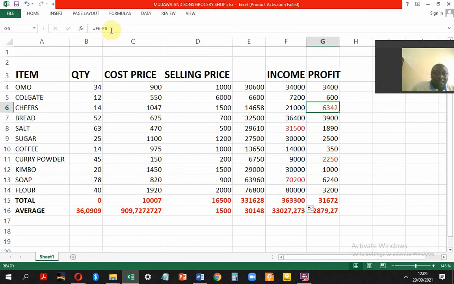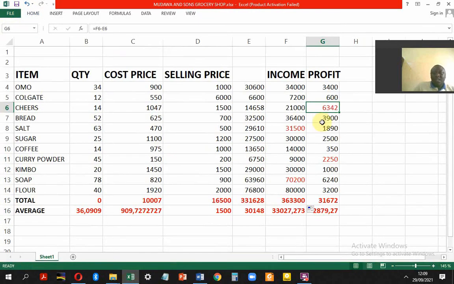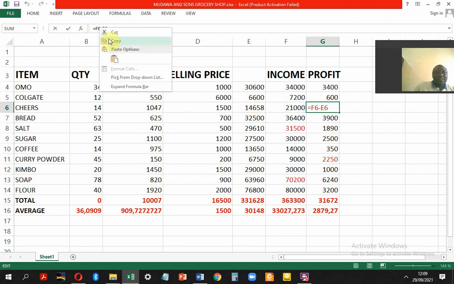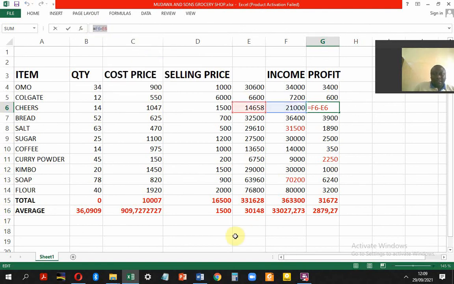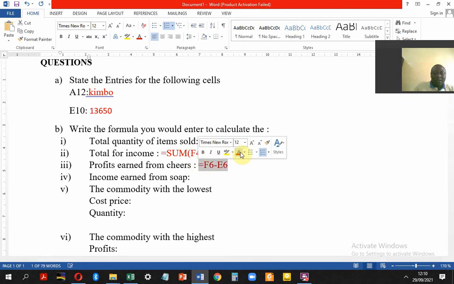So I simply carry this because the question is asking us profits. Write the formula you would enter to calculate the profits from shares. Since I've already done it this side, I simply come here and highlight. I copy it and take it in my answer booklet. So this one should also be red.